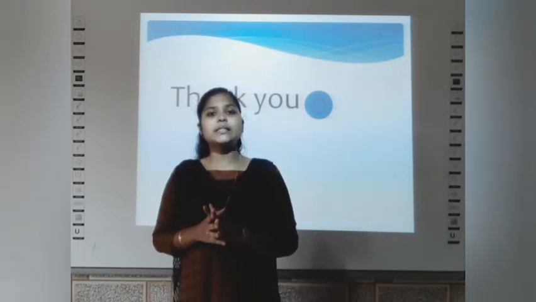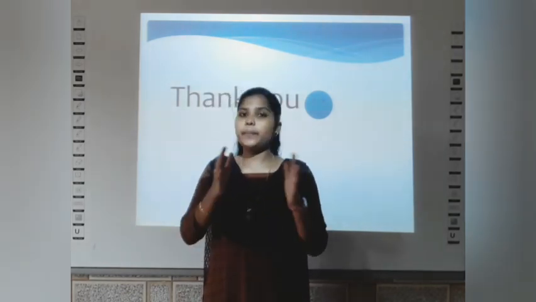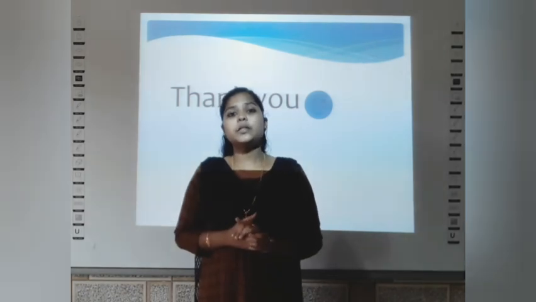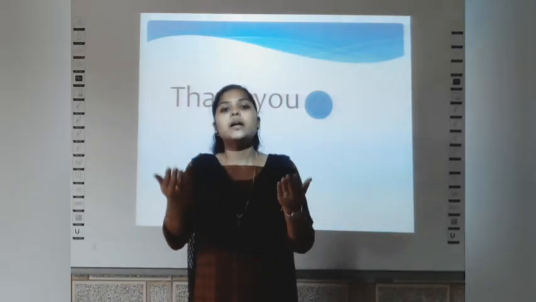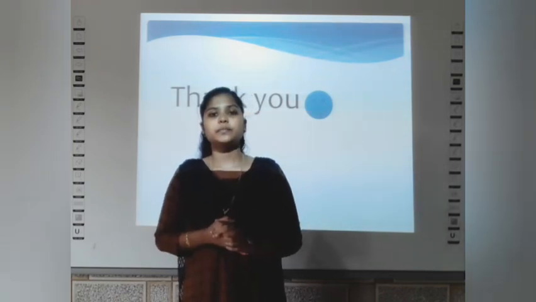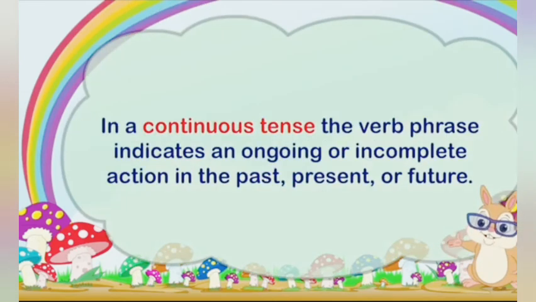So for present continuous, the activity is going on at the time of speaking. Past continuous is an activity which was going on at the time of speaking. And future continuous is an activity which will be going on. Is that clear, students? Continuous tenses: present, past and future. In a continuous tense, the verb phrase indicates an ongoing or incomplete action in the past, present or future.